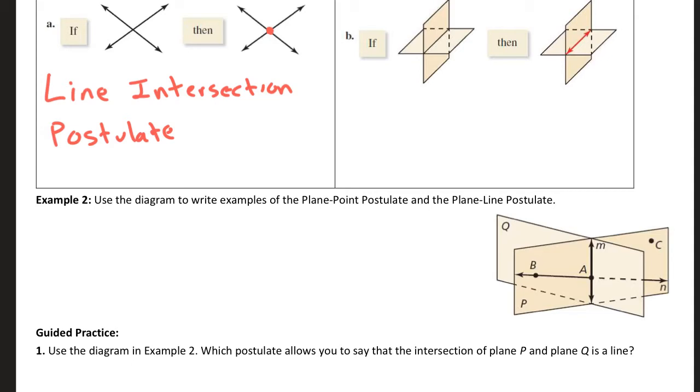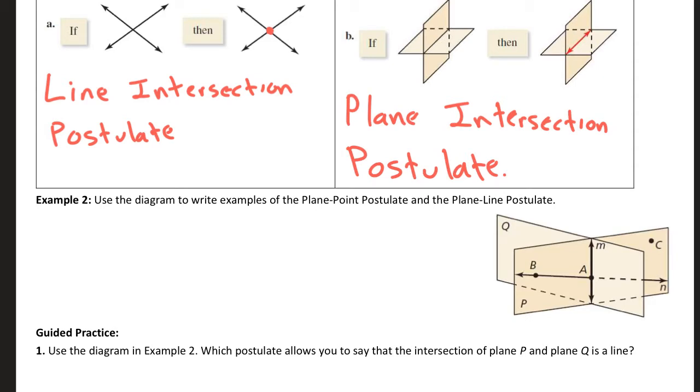If we look at part B, it shows 2 planes crossing each other, intersecting at a line. So if we look back to our diagram with all these postulates, this would be the plane intersection postulate.